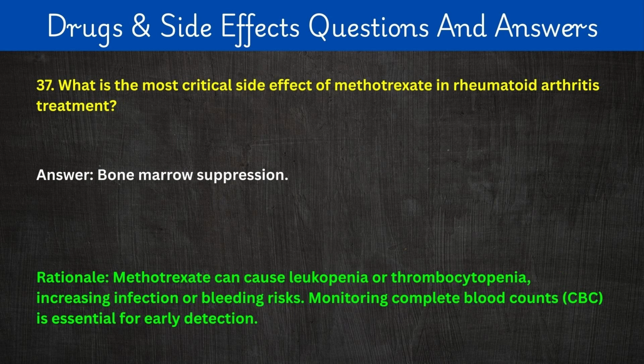37. What is the most critical side effect of methotrexate in rheumatoid arthritis treatment? Answer: bone marrow suppression. Rationale: methotrexate can cause leukopenia or thrombocytopenia, increasing infection or bleeding risks. Monitoring complete blood counts, CBC, is essential for early detection.